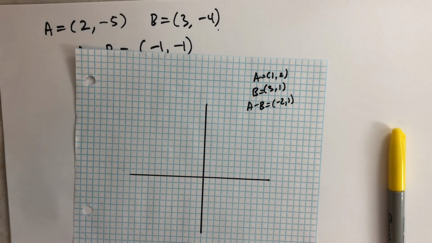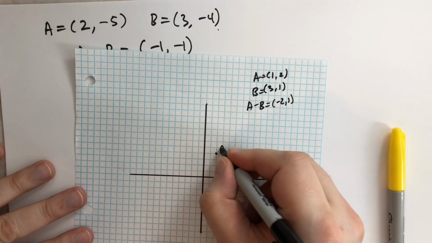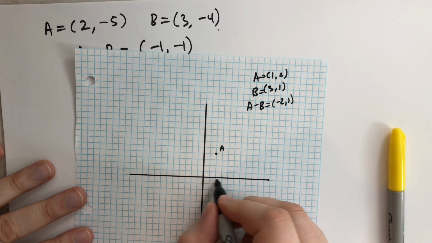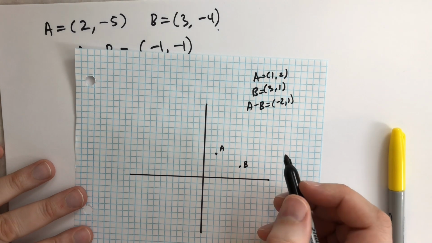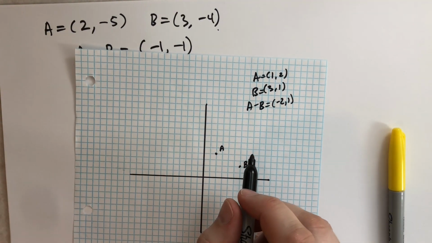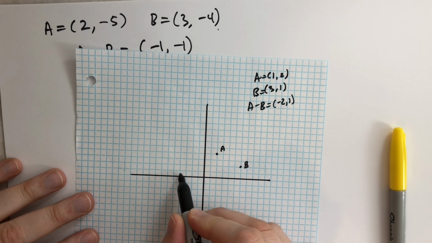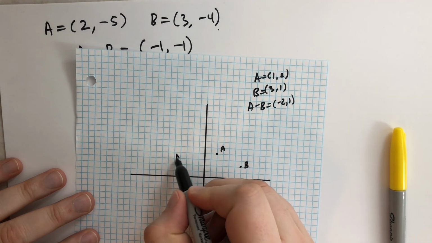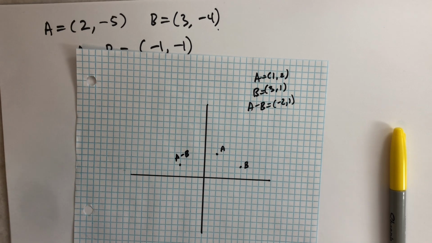Okay? So if we were to draw this out graphically, A is 1, 2. That's A. B is 3, 1. 1, 2, 3, 1. That's B. And then A minus B, where does that live? So that's going to be over here. Minus 2, 1. A minus B. Now, this looks a little different, doesn't it? Let me draw out what I mean.